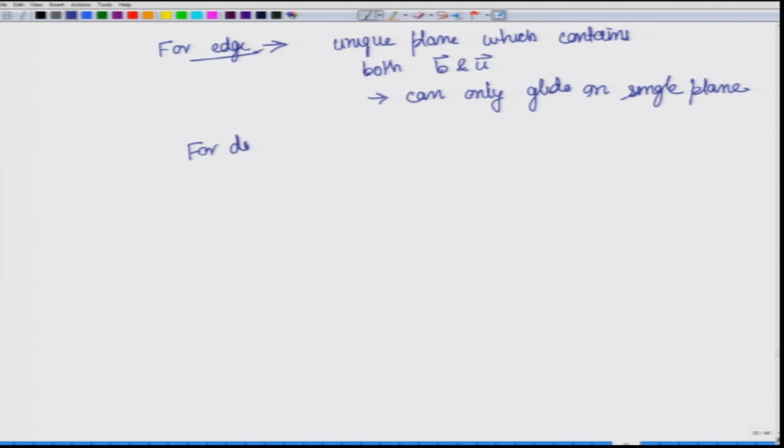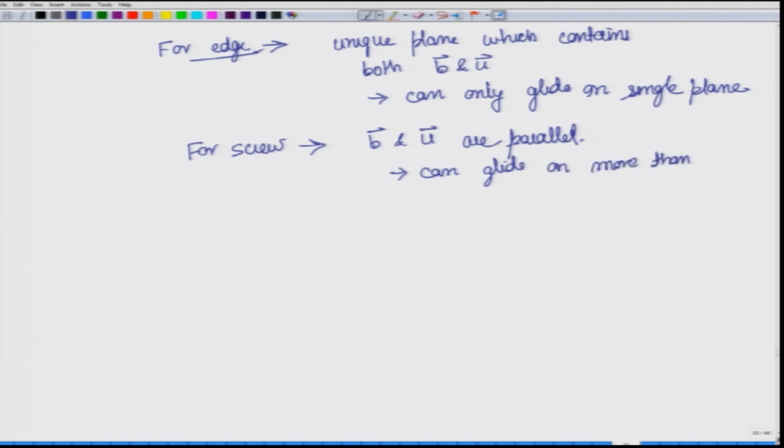What does this mean for a screw dislocation? For a screw dislocation, the Burgers vector and the line vector are parallel. So what it would mean is that they can glide on more than one plane, which is also known as cross glide. So, let us understand this with the help of a diagram.